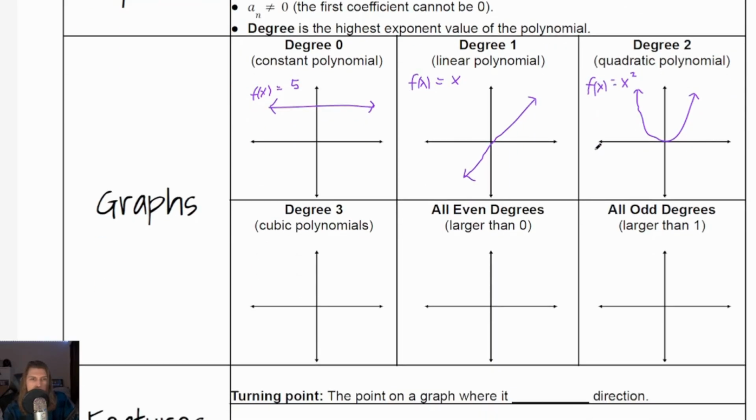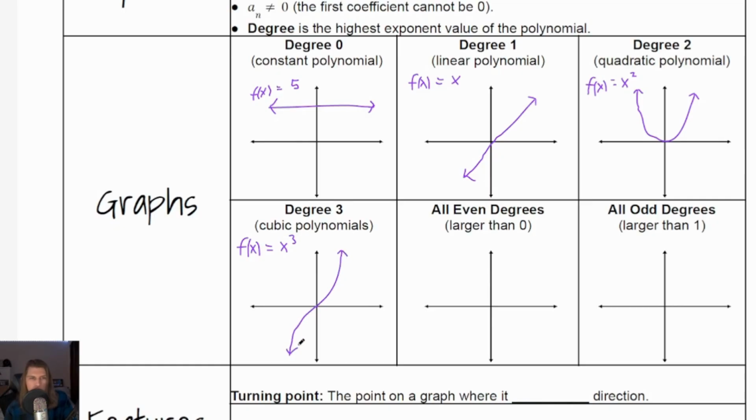I'm going to scroll down. Then we have degree 3, which is a cubic polynomial. So if we're thinking about what this parent function is, we have f of x equals x cubed. So we have x cubed, and if we're looking at the graph, it's going to start down here, going to kind of work its way towards 0. It's coming back up.